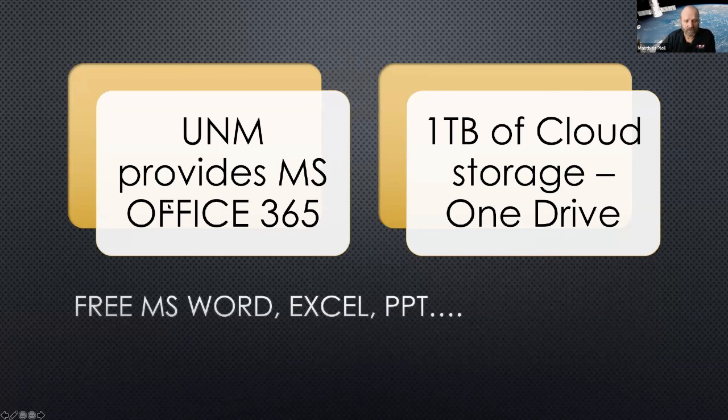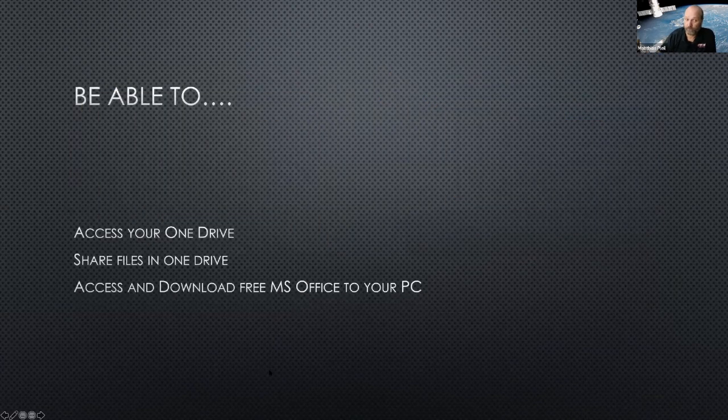We already mentioned the Microsoft Office 365 that UNM gives you for free. You get a terabyte of cloud storage called OneDrive, and we mentioned that. So get used to it. Be able to access your OneDrive account. Play with that today and tomorrow. Figure out how to share files through OneDrive. That'll make your life easier working with fellow students, or if you want to share something with a research associate. And if you don't have Microsoft Office or you want to update it, you can do that through UNM for free. So be able to do that.